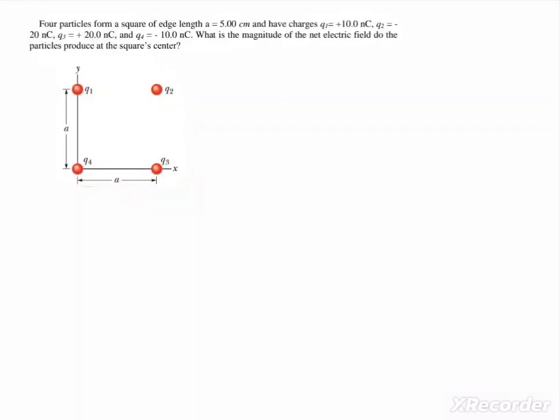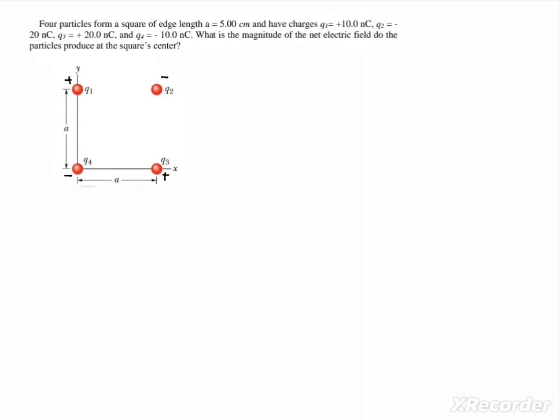In this question, we have 4 particles and it is a square of length 5 centimeters on each side. And let's look at the charges of these 4 charges. So Q1 is positive, so this is a positive charge. Q2 is negative. Q3 is positive, and then Q4 is negative. What is the magnitude of the net electric field to the particles produced at the square center?